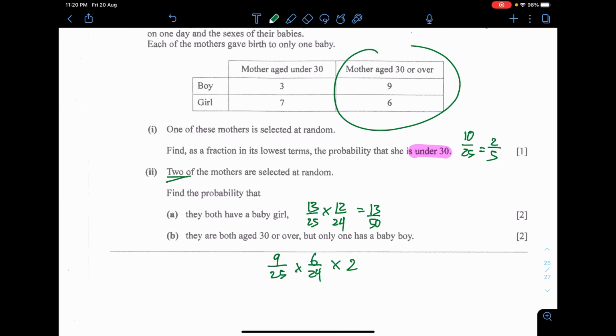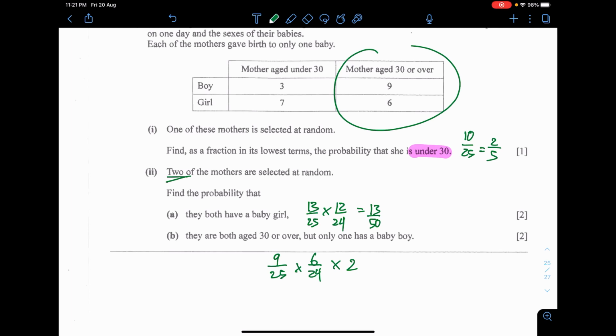Why do you need to multiply by 2? Because these 2 mothers are distinct, different, in terms of having a baby boy or a baby girl. You can imagine that the first mother you pick is the one that gives birth to the boy, and then the second is the girl. But it can be the other way around. You pick the girl first and then you pick the boy second.